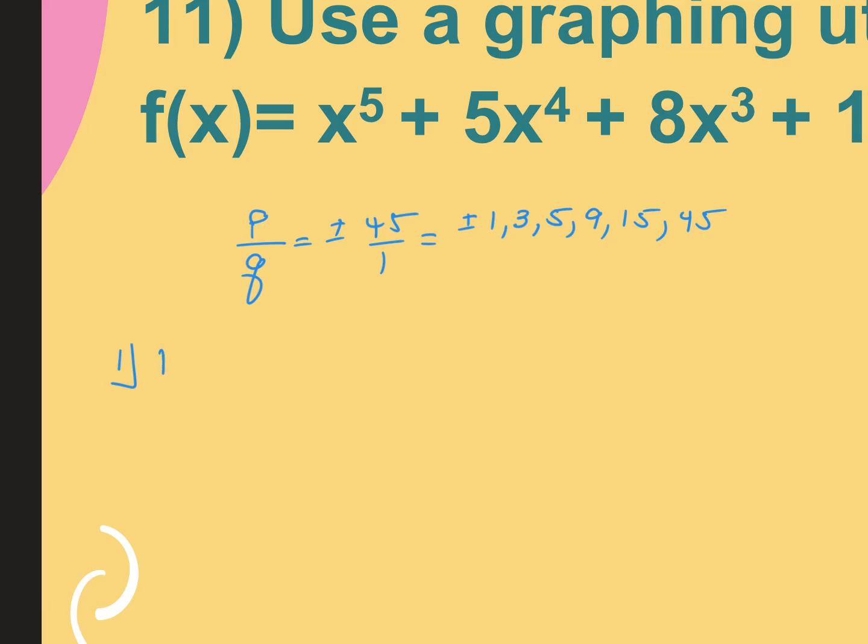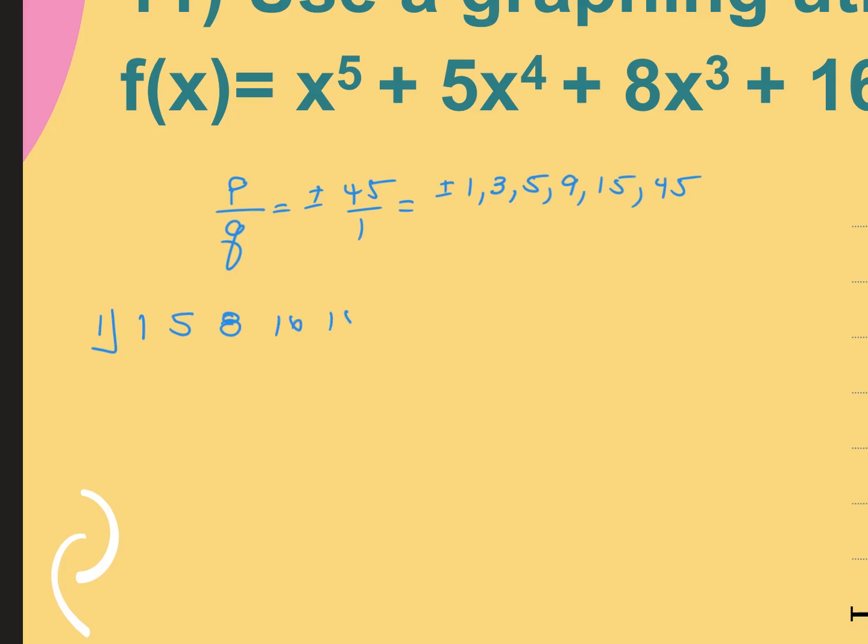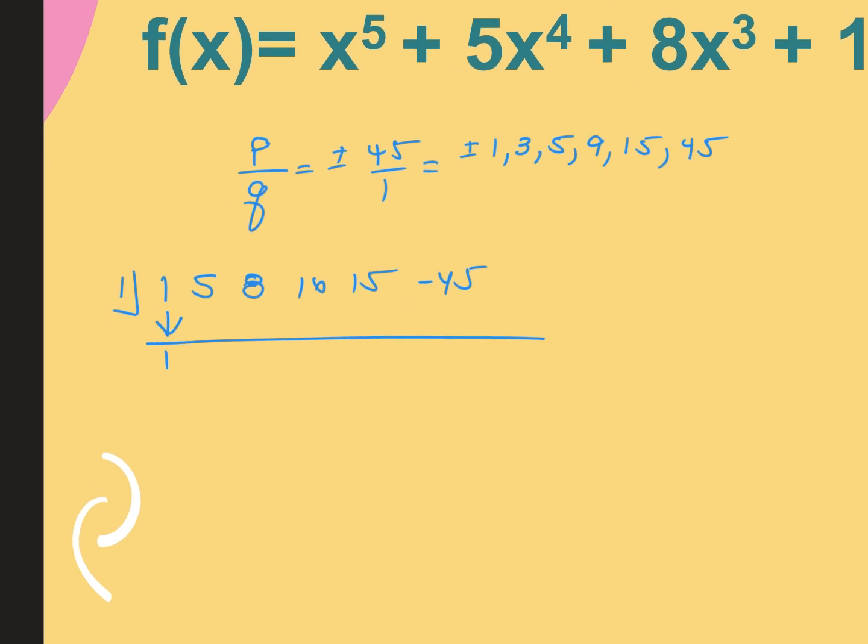So list out your coefficients: 1, 5, 8, 16, 15, and negative 45. All right, good, thank you. All right, let's go through this kind of quick. 1 times 1 is 1, 5 plus 1 is 6, times 1 is 6, 8 plus 6 is 14, plus 1.